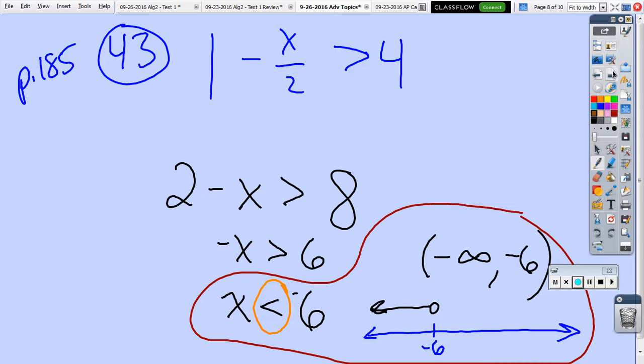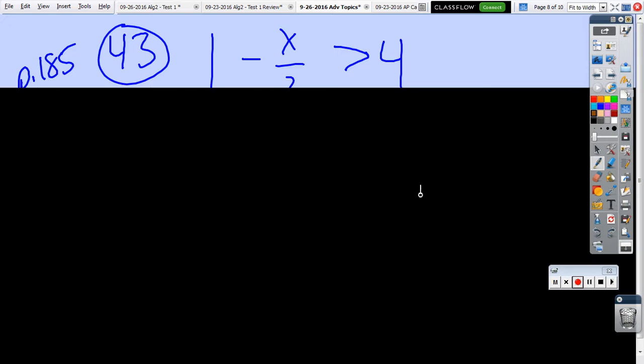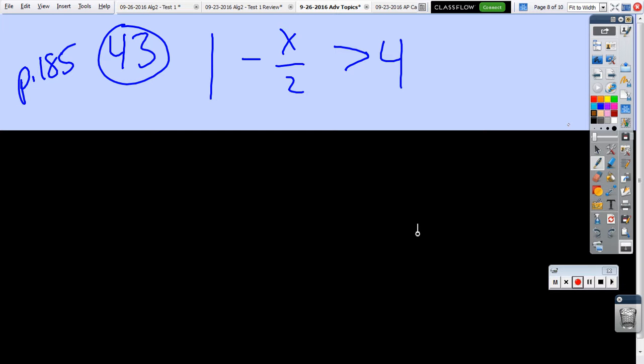Okay, so then you have, this is one of the homework problems. Page 185, number 43. Solving for x. Yep. So I can walk you guys through this one. If we wanted to solve this, there's more than one way to solve it.